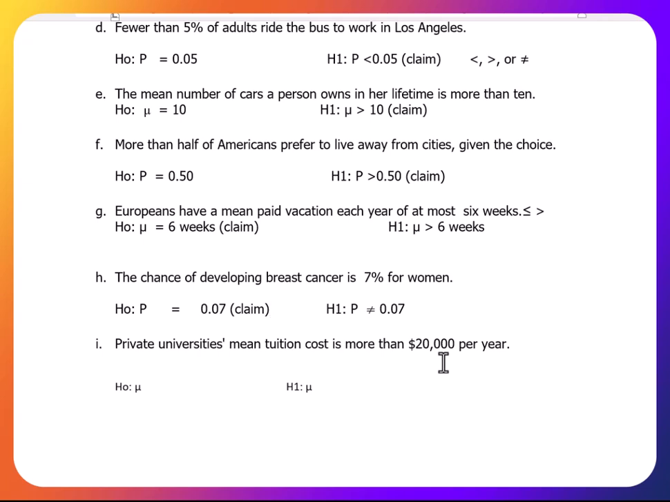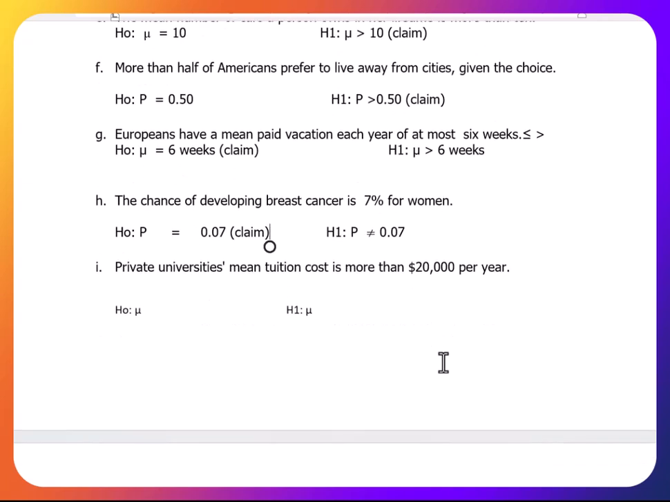Equal, not equal. And the last one, private universities mean tuition cost is more than, right here, 20,000. That's the claim. And that will be what? Equal 20,000. Okay, so this is how you state the null and the alternative.